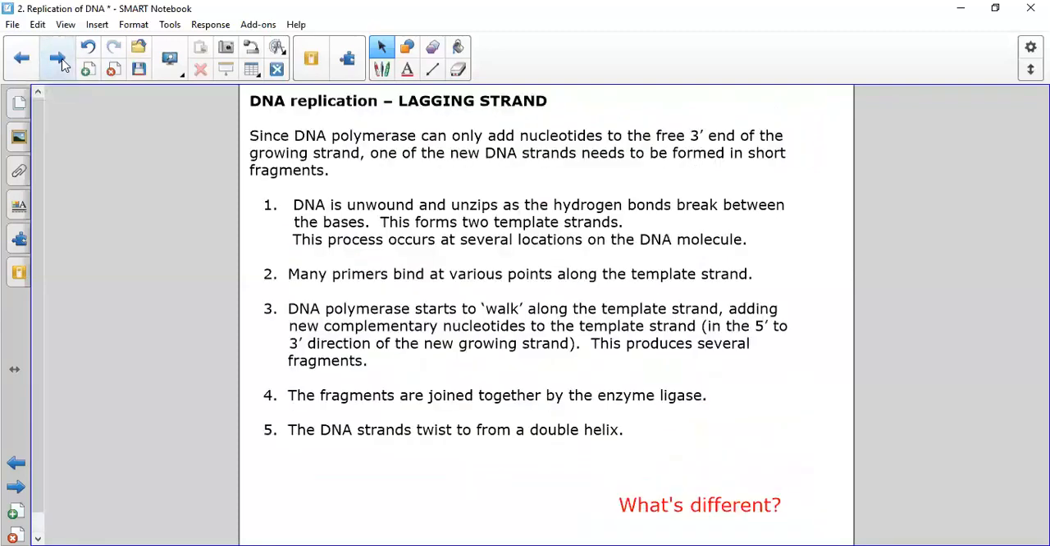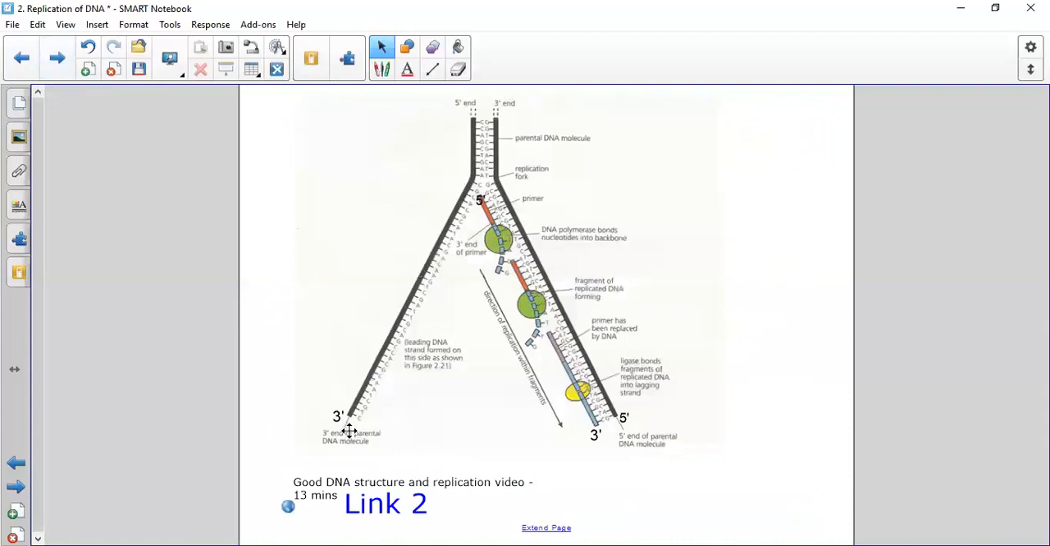Right, now the lagging strand. So if we go to this diagram here, this was our strand that we looked at before. This was our leading strand. This is the one that was nice and easy. The primer wanted to bind here and it just went all the way up. Easy peasy. But when we look at this side of the DNA molecule, we know that it's running in the opposite direction to this side. So this was 5 to 3. This one's 3 to 5.